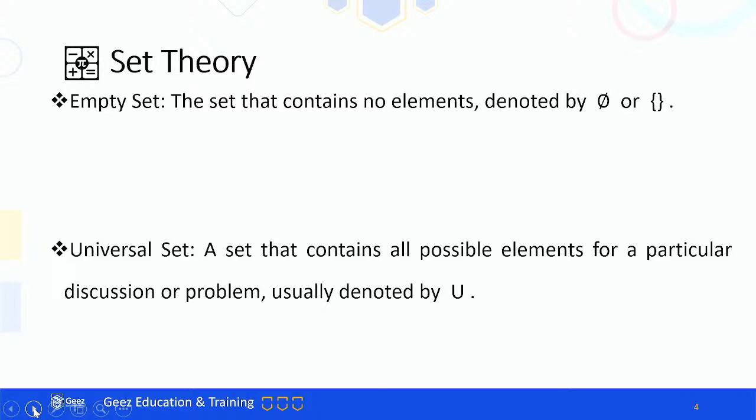Types of sets. Empty set, as you can understand from its name, the set that contains no element, or a set without element, is called an empty set, and usually denoted by phi or simply this brace. Okay, the empty set has a notation phi or the symbol.